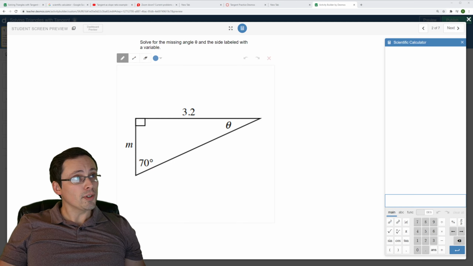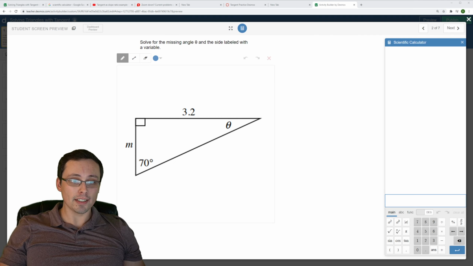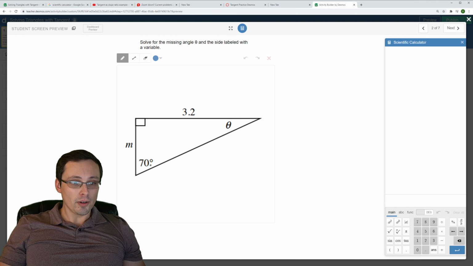All right, guys. So I'm going to give you some help on the practice problems from our tangent practice Desmos assignment. This will be your answer check and a whole bunch of example problems of doing tangent if you need them. Okay, so the basic idea is some of these ask you for a missing angle.